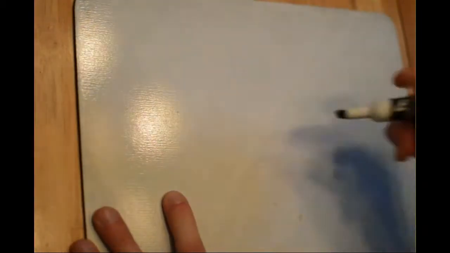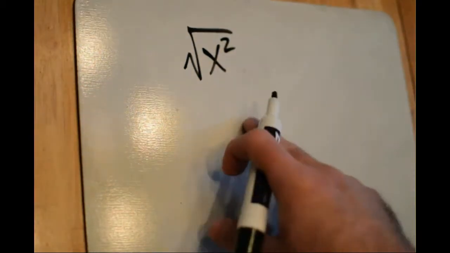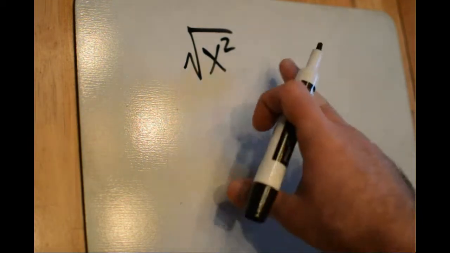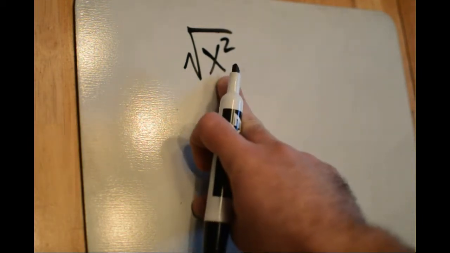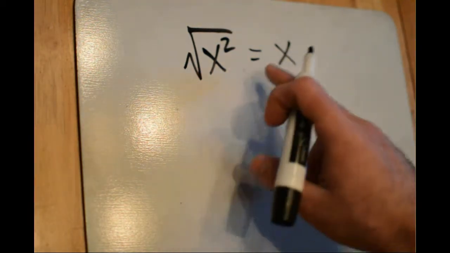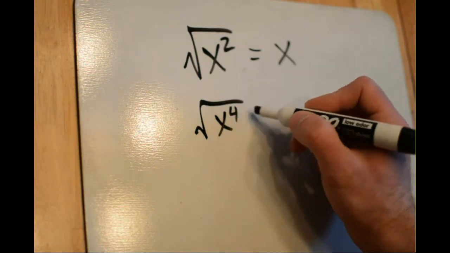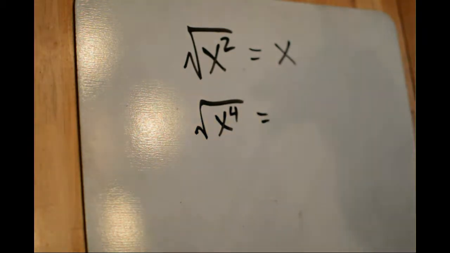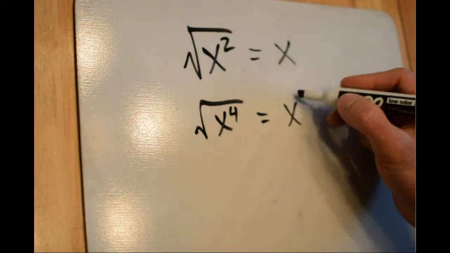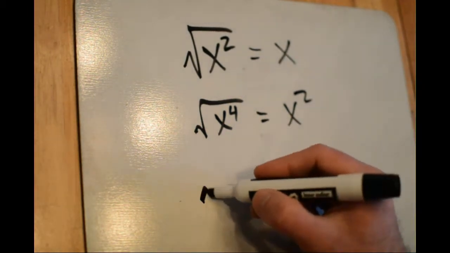Let's take a look at some where we have some variables. So let's see the square root of x squared. Well, what that is asking for is what times itself is x squared. And the answer to that is just plain x. So the square root of x squared is x. What about the square root of x to the fourth? What times itself gives you x to the fourth? Well, that would be x squared, since x squared times x squared is x to the fourth.